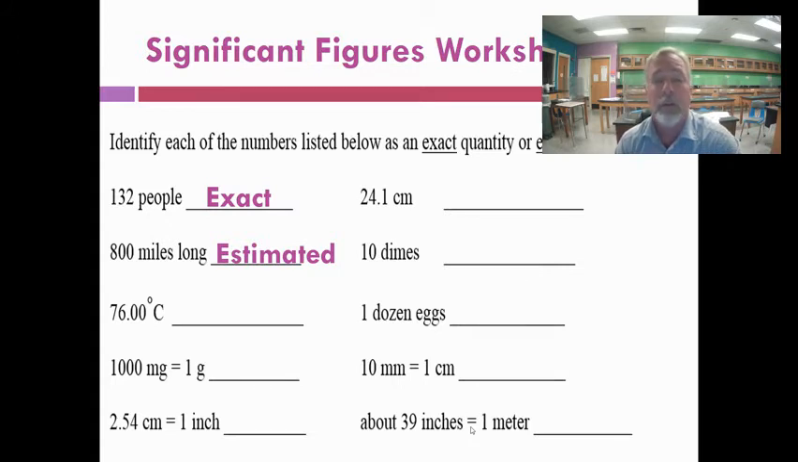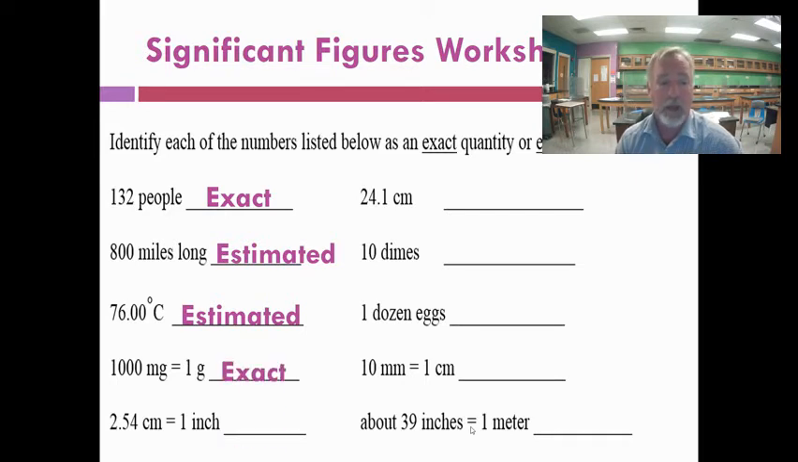76.00 degrees Celsius. Let's look at the next one. Is that something we measure? Oh, absolutely. It's something we measure. That will also be estimated. Let's look at the next one. 1,000 milligrams equals 1 gram. Well, that really can't be a measurement. We got two different things in there. And that's right, this is not a measurement. This is a conversion. Right? It tells us 1,000 milligrams is equal to 1 gram. This is going to be an exact quantity.